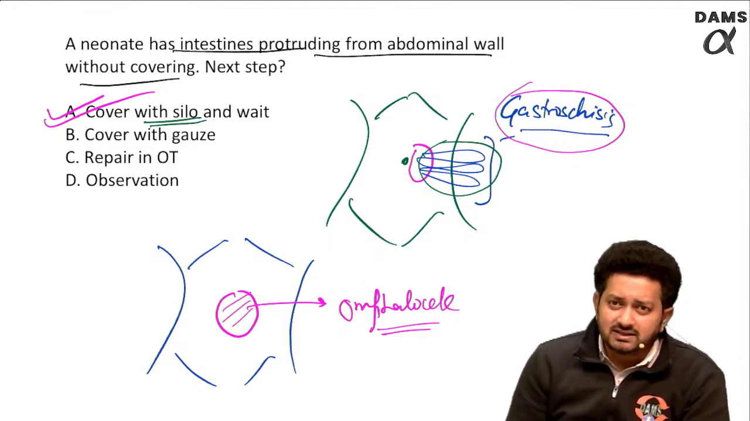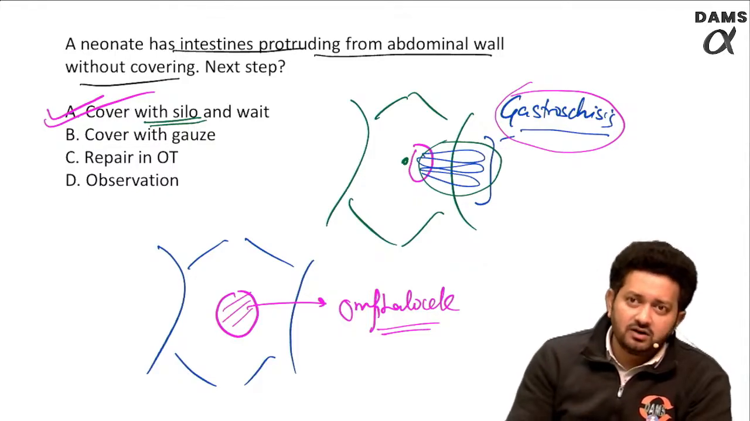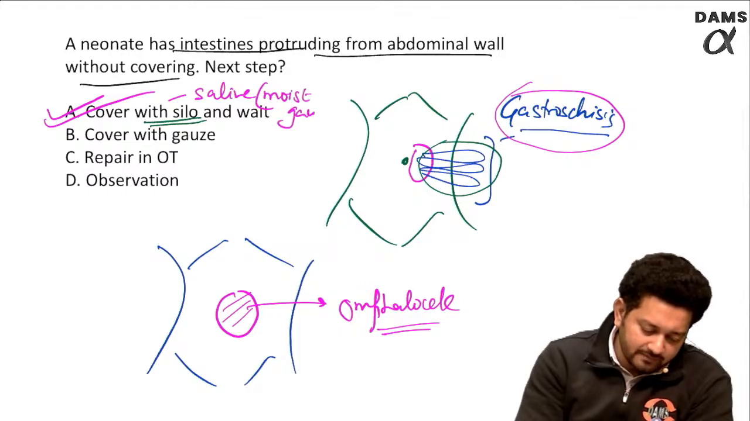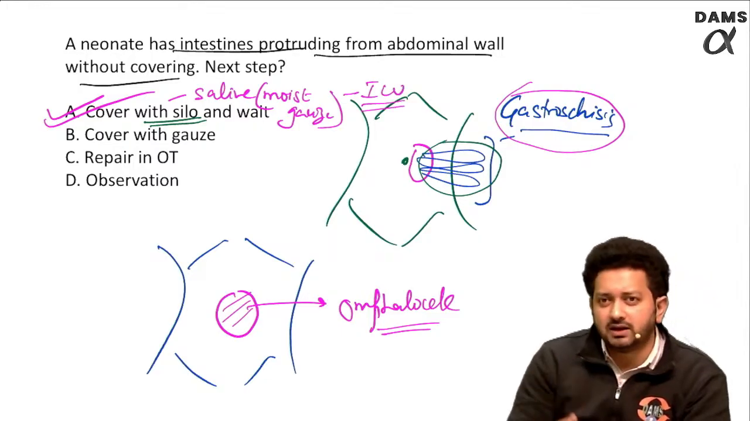Immediate repair is as such not required. Or if silo was not in the option, then yes, cover. Okay, let's say cover with saline. I mean, you should cover with saline, means a moist gauze, and then you can shift to ICU, and in ICU you can put a silo.